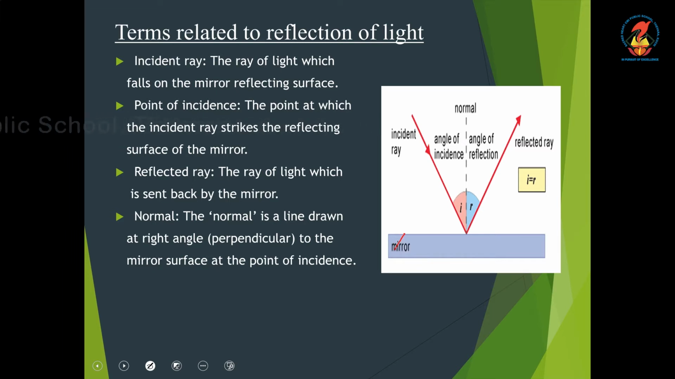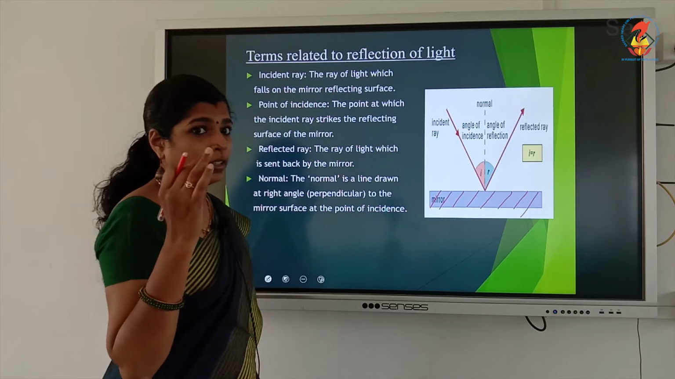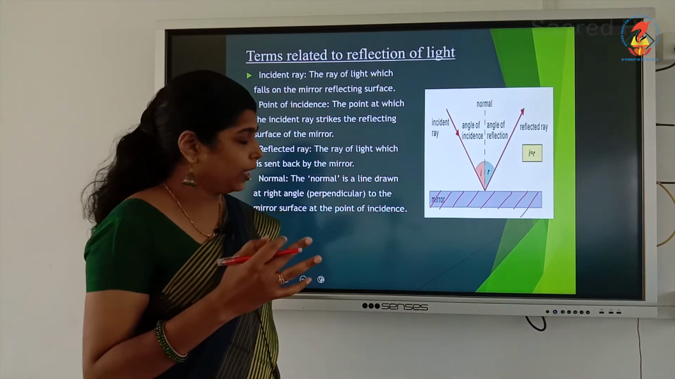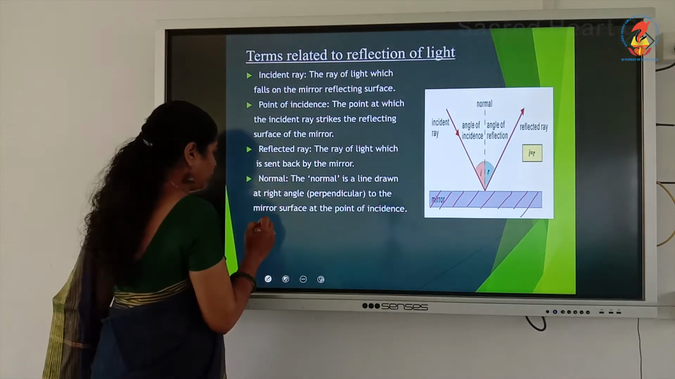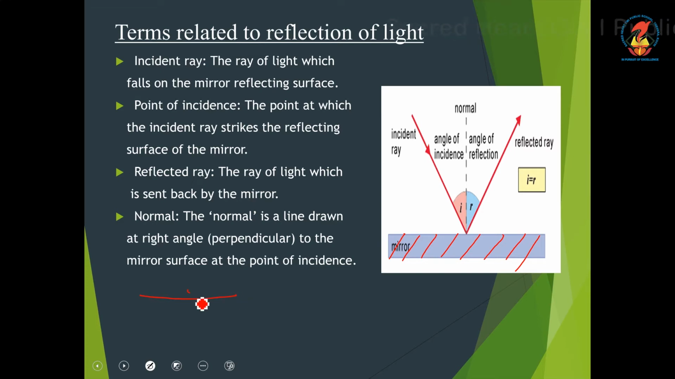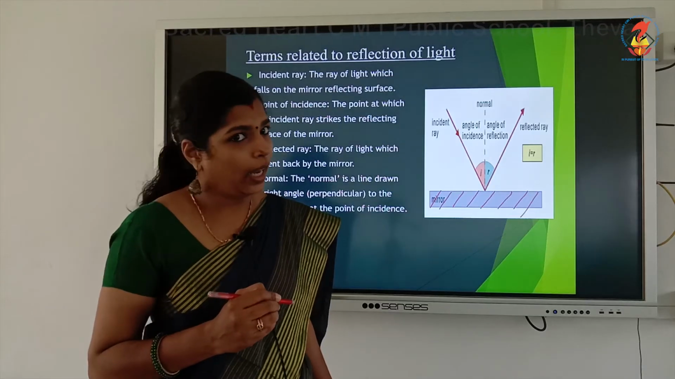This one is a mirror. This is the incident light ray. Normally we are dealing with straight line propagation of light. So, we will draw the light in the ray form in a straight line with an arrow mark. That represents the direction of the light ray.